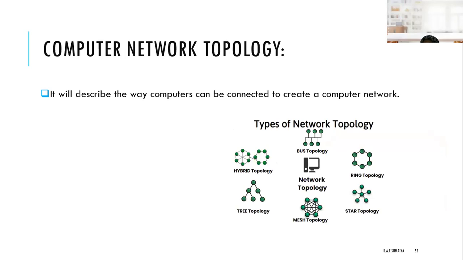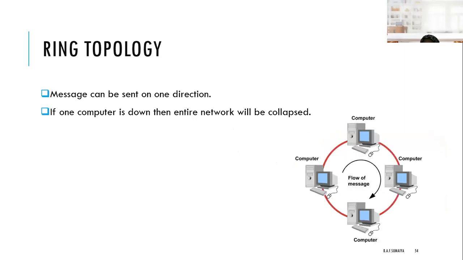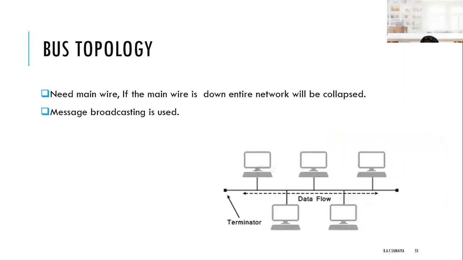Computer network topology describes the way computers can be connected to create a computer network. Star topology needs a hub or a switch. If the hub is down, the entire network will collapse. Ring topology: messages can be sent in one direction. If one computer is down, then the entire network will collapse. Bus topology needs a main wire. If the main wire is down, the entire network will collapse.